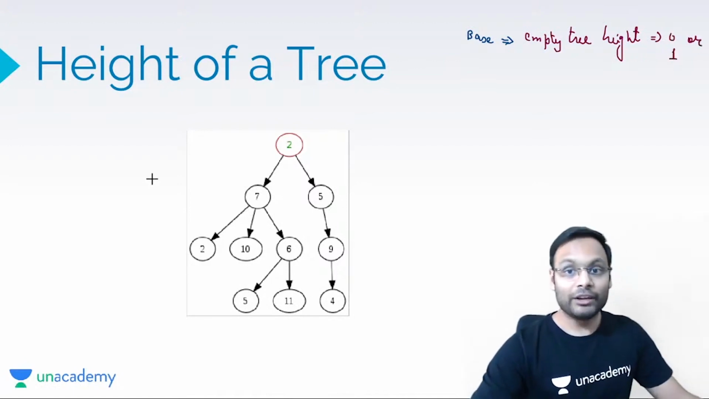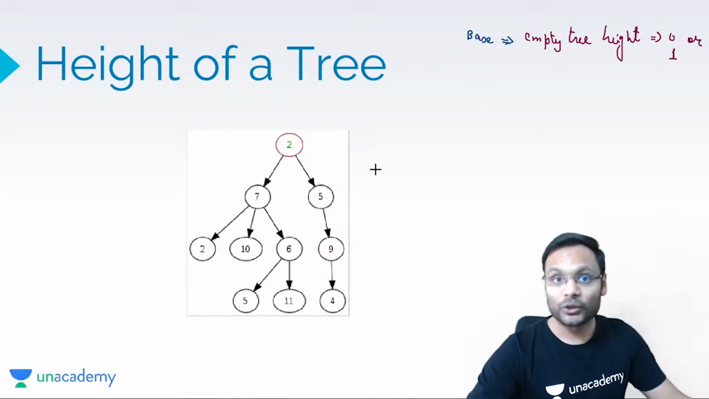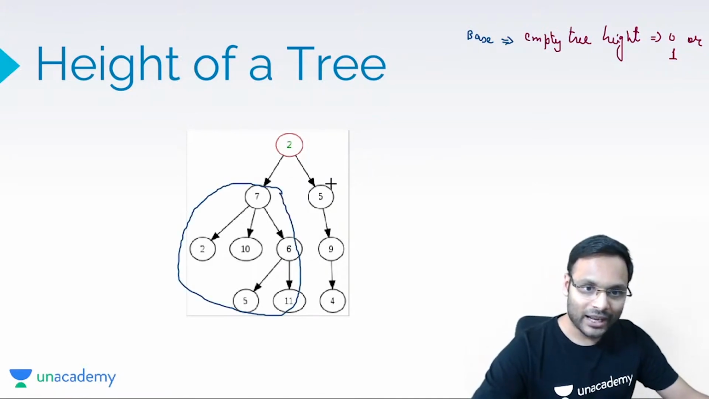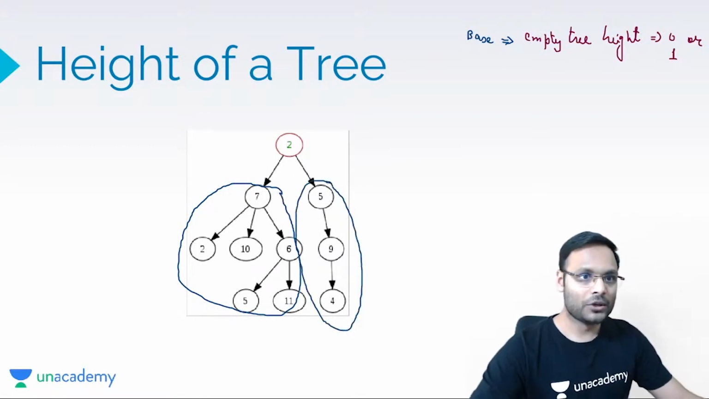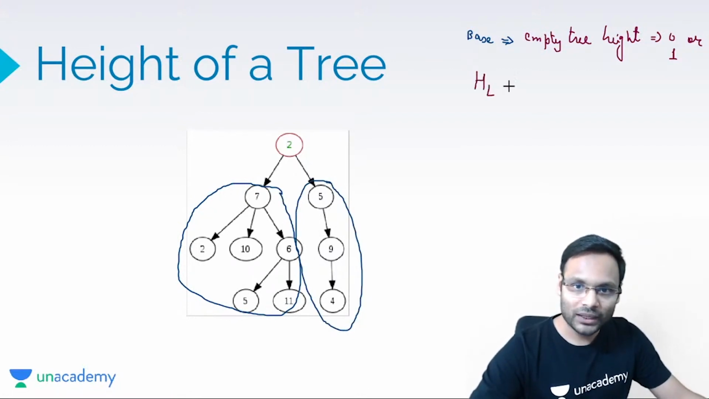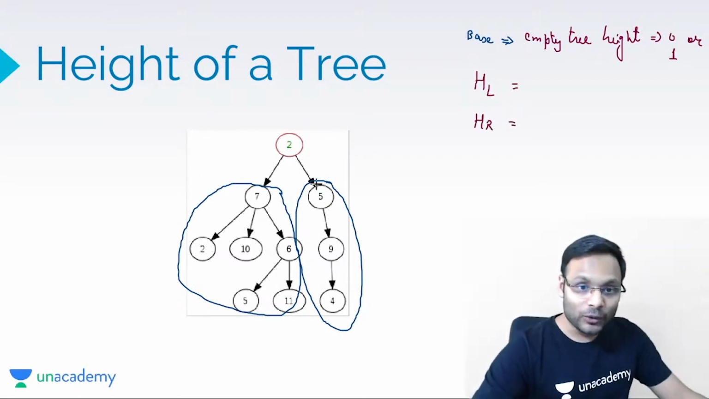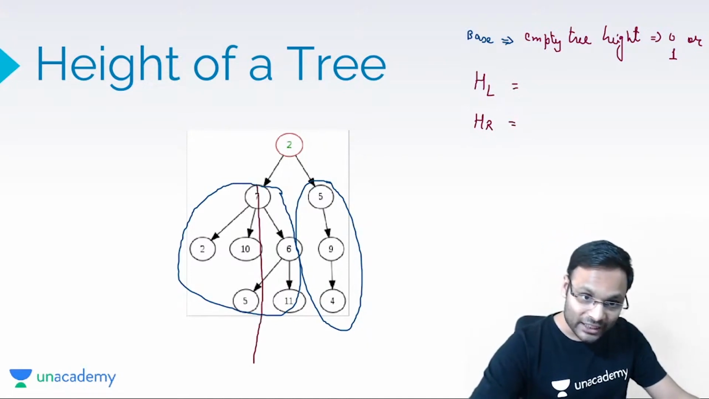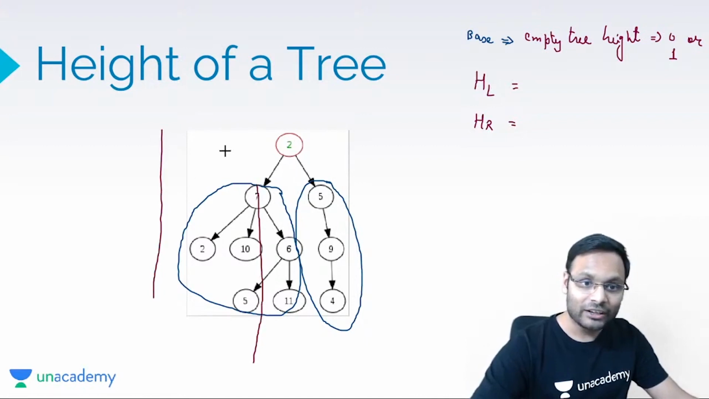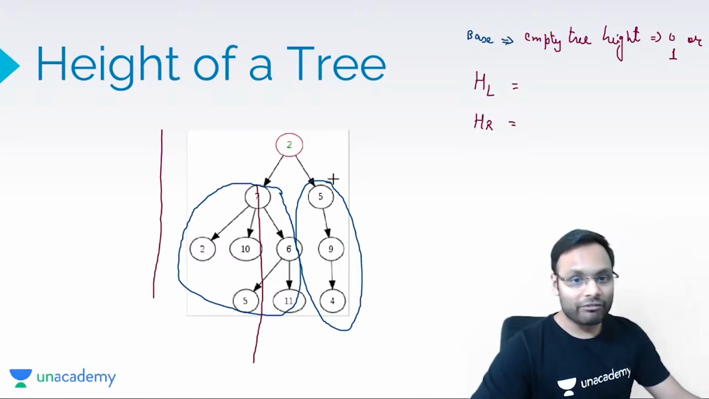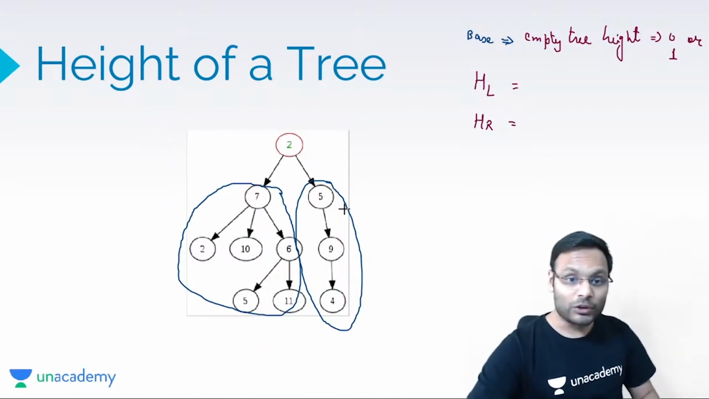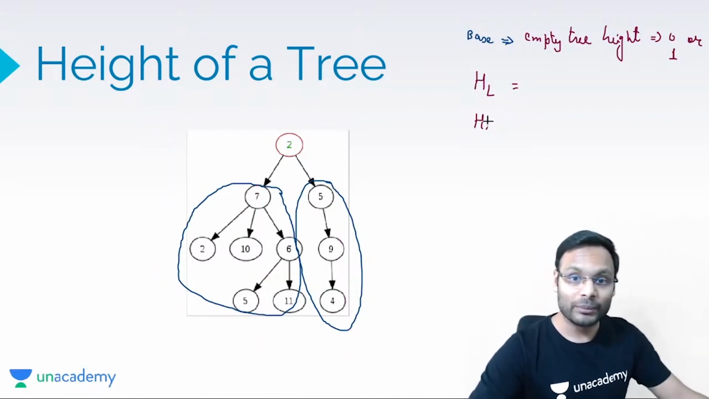After that, if the tree is not empty, how do you calculate recursively? First calculate the height of the left subtree completely and the height of the right subtree completely. After that you will compare which one is maximum. If the height is more on the left side, my entire tree's height will depend on the left subtree. If it is more on the right, it will depend on the right subtree's height. Whichever is more, my entire tree's height depends on that.